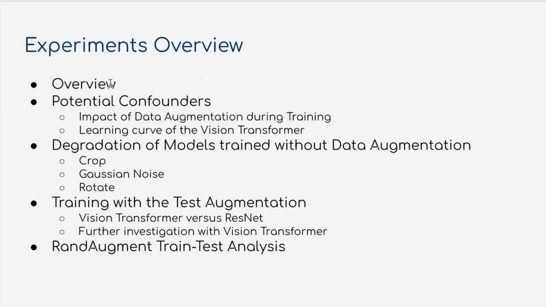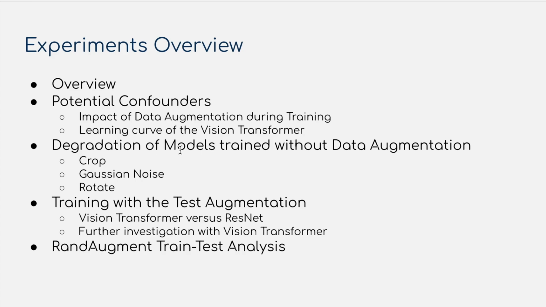We start off with an overview of our experimental framework, then identify some potential confounders and linking between the bias in architecture and augmentation, the impact of data augmentation generally as a regularization, preventing of overfitting, and the learning curve of the vision transformer compared to the ResNet convolutional network architecture.